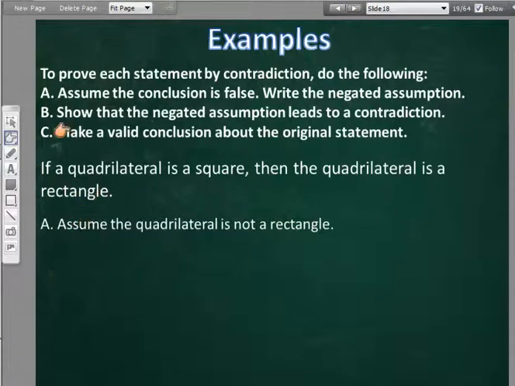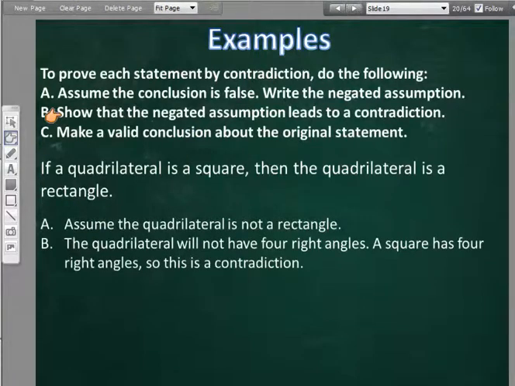So here's part A. Assume the conclusion is false and write the negated assumption. So it says the quadrilateral is a rectangle. When we're supposed to write a negated assumption, which means the opposite, then we're going to write, assume the quadrilateral is not a rectangle. See, we're negating it.